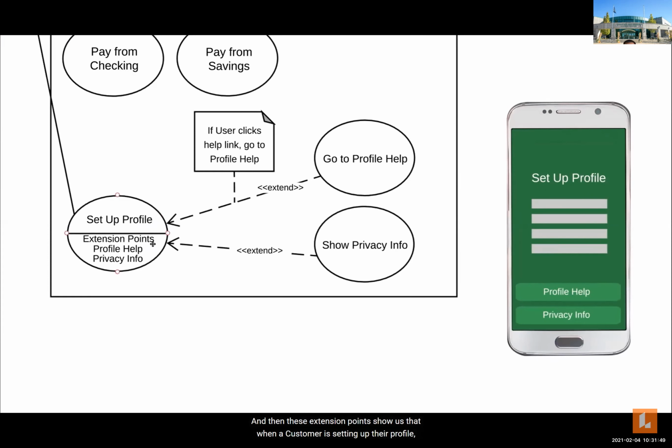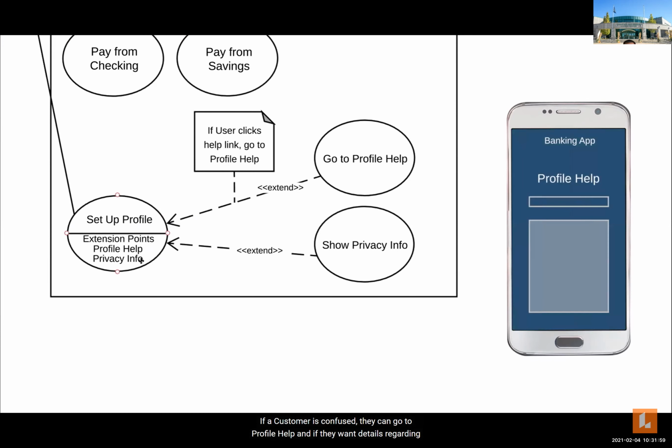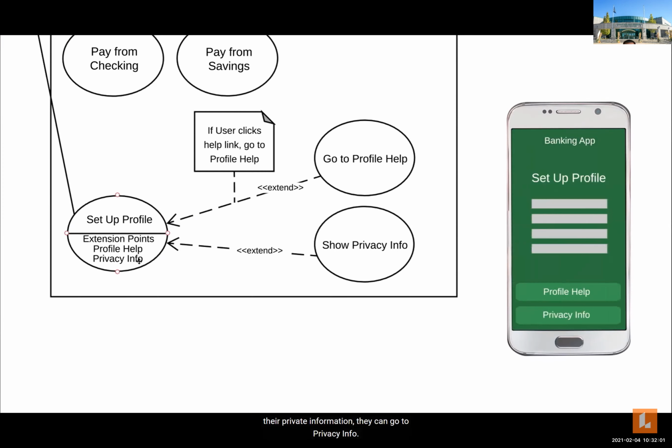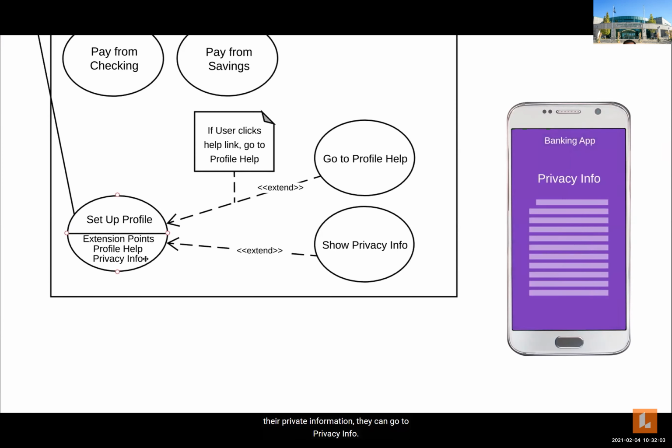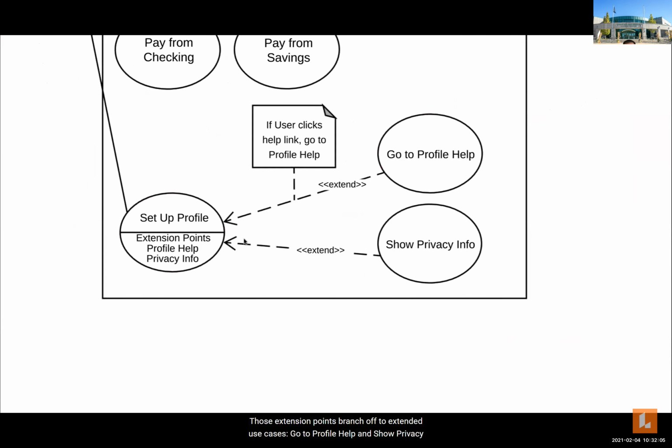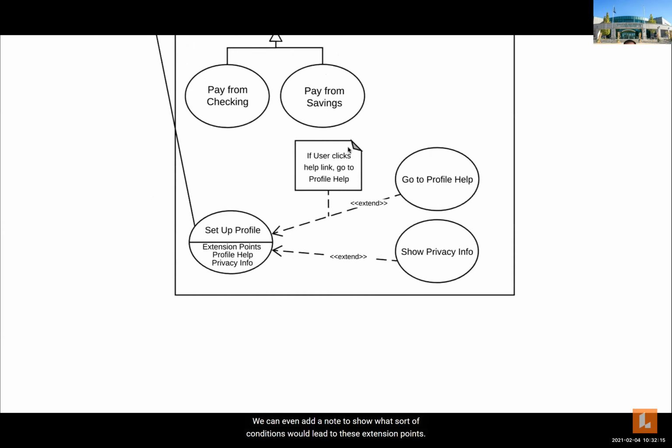And then these extension points show us that when a customer is setting up their profile, they'll have the option to navigate to a couple different screens. If a customer is confused, they can go to Profile Help. And if they want details regarding their private information, they can go to Privacy Info. Those extension points branch off to extended use cases: Go to Profile Help and Show Privacy Info. We can even add a note to show what sort of conditions would lead to these extension points.